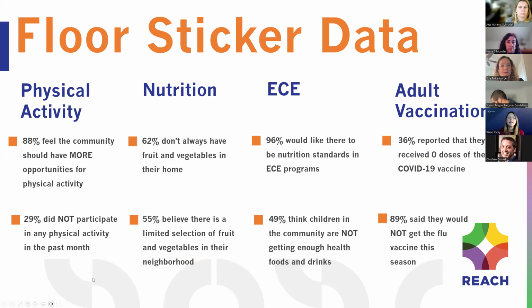And you can see here a little more clearly the data points and messages that were shared across each strategy area. We had 2 for physical activity, 2 for nutrition, 2 for early care and education, and 2 for adult vaccination.